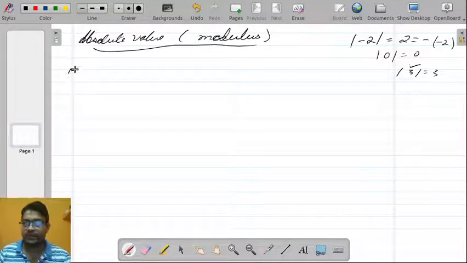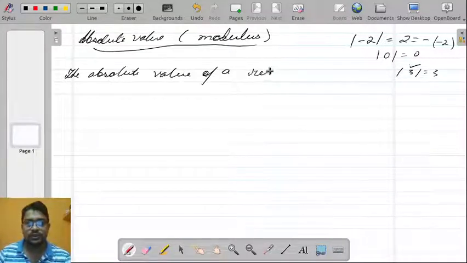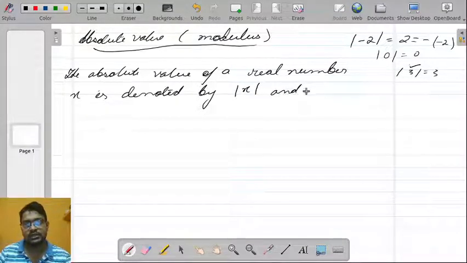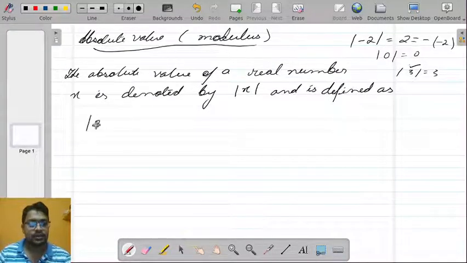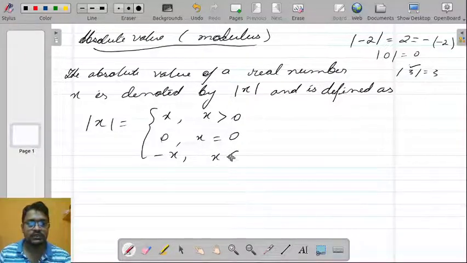So let us see how it is defined. The absolute value of a real number x is denoted by mod x, and is defined as mod x equal to x when x is greater than 0, 0 when x is equal to 0, and minus x when x is less than 0.